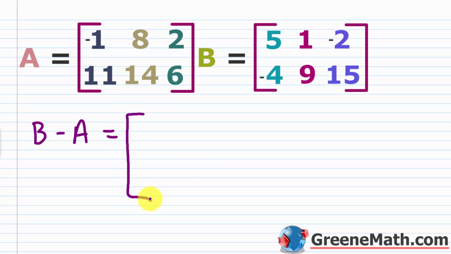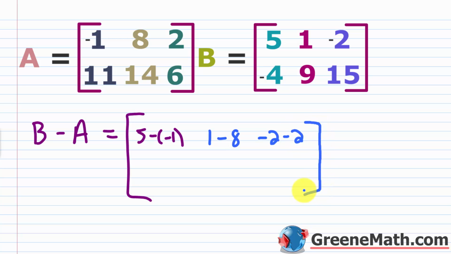I'm going to do each element of B minus each corresponding element from A. So 5 minus a negative 1. We would have 1 minus 8. We would have negative 2 minus 2, okay? And then we'd have negative 4 minus 11, and then we'd have 9 minus 14, and then we would have 15 minus 6.